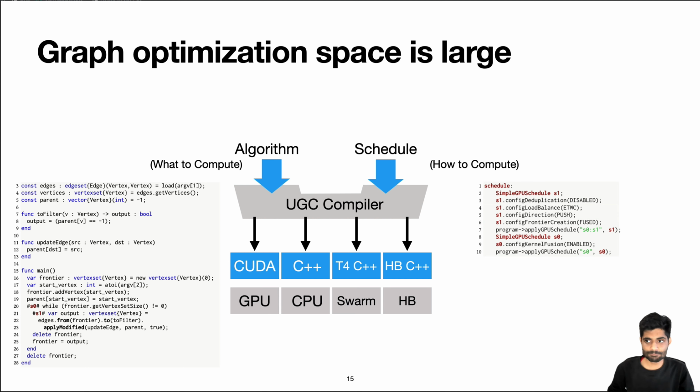The other target architectures, GPU, Swarm, and HammerBlade, similarly have their own set of optimizations. The result is that we will end up having to build four entirely different compilers, which is not scalable, especially when we would like to add new architectures rapidly in the future.